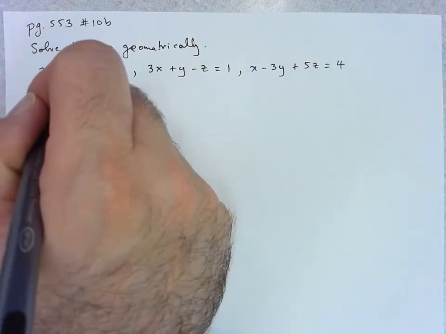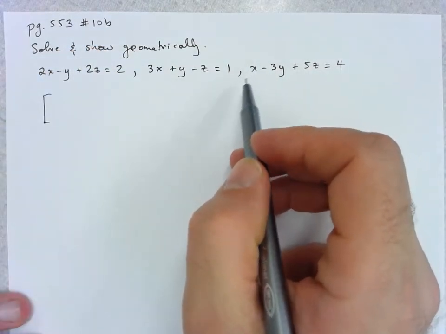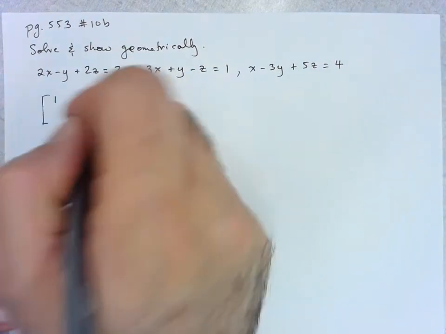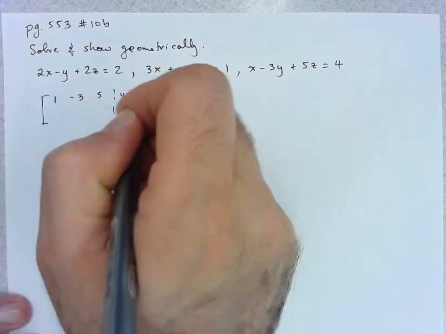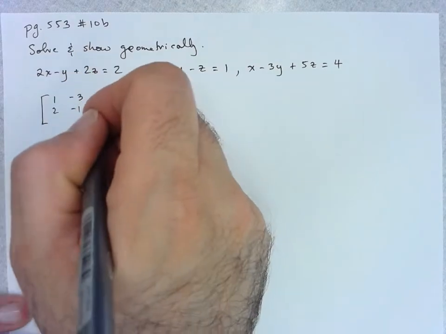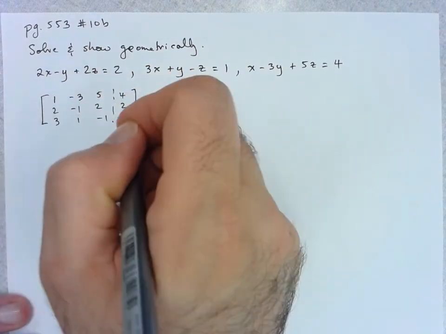So I'm going to use a matrix here to solve this, and so I really would like that top left corner to have a 1, if at all possible. So I'm going to switch these around and put that one first. So I got 1, -3, 5, and then 4, and then I'll put this one next, 2, -1, 2, and 2, and 3, 1, -1, and 1.